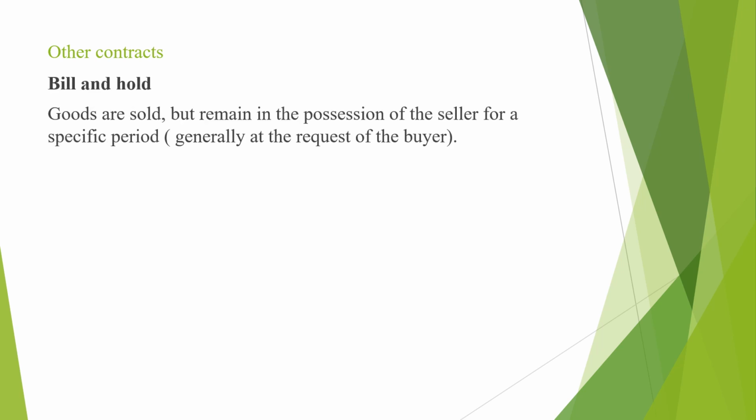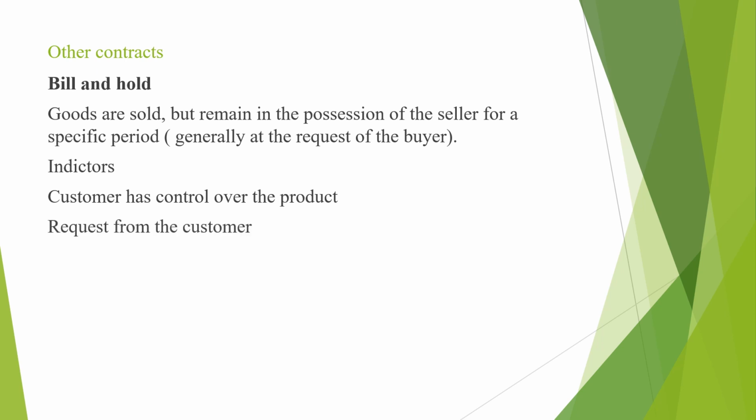The other contract is bill and hold. The goods are sold but remain in the possession of the seller for a specific period, but this is generally at the request of the buyer. So the indicators: you will recognize the revenue even if you have not given the physical possession to the buyer. The indicators are that the customer has control over the product. He has bought the products from you but not taken the delivery. So when he has bought, he has the control even if he doesn't have the physical delivery.